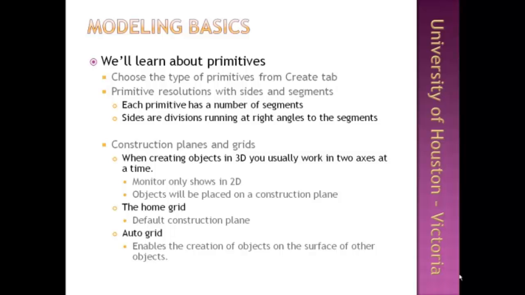You may have the number of sides and segments set to a particular default value, such as 8 or 16. You can increase and decrease the number of sides and segments, and these numbers control the resolution of your object. If you have an object with a larger number of sides and segments, its resolution would be finer, and the fewer the sides and segments, the lower the resolution of your object.